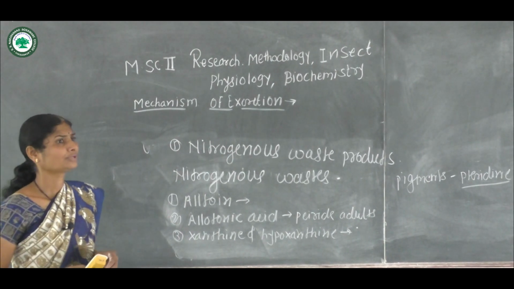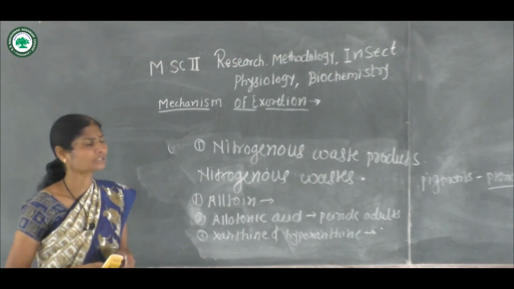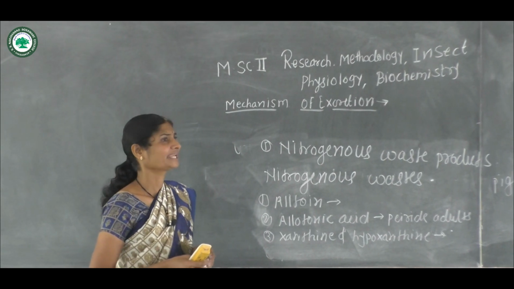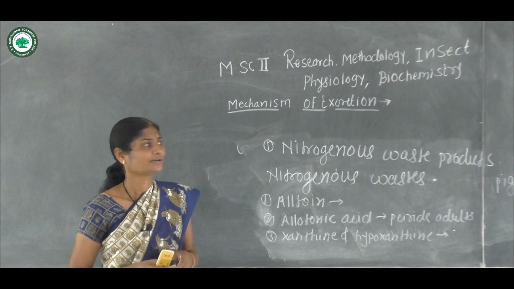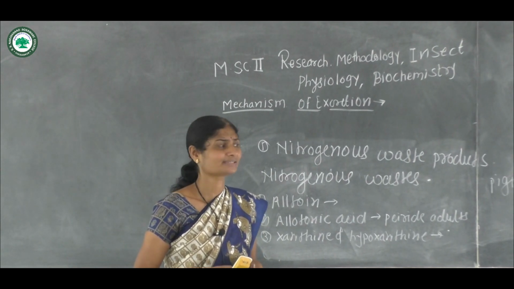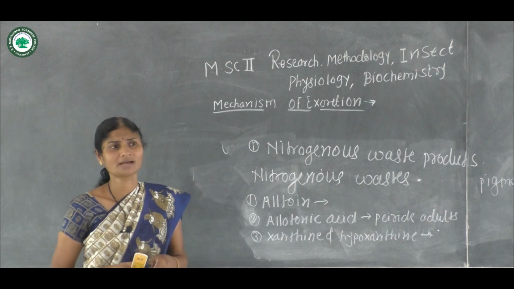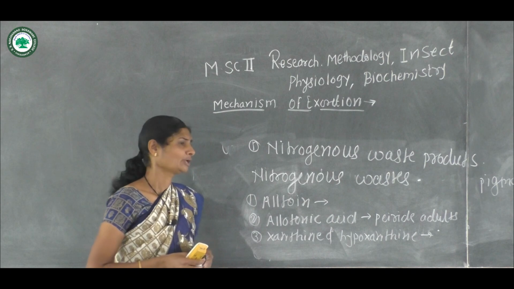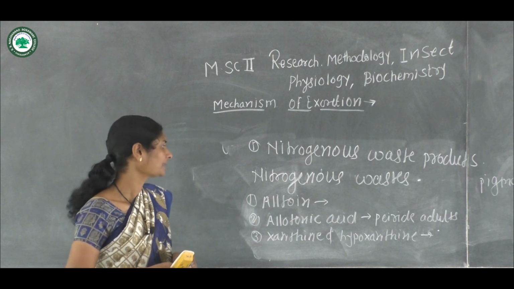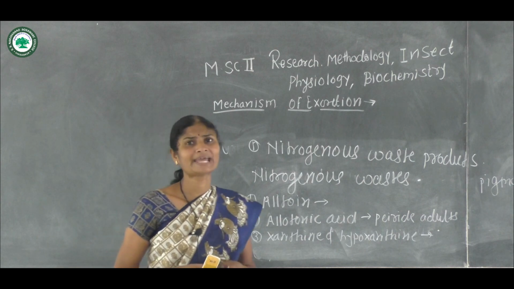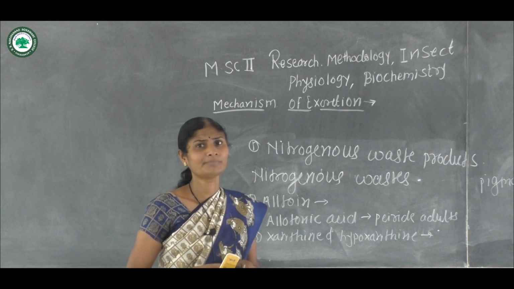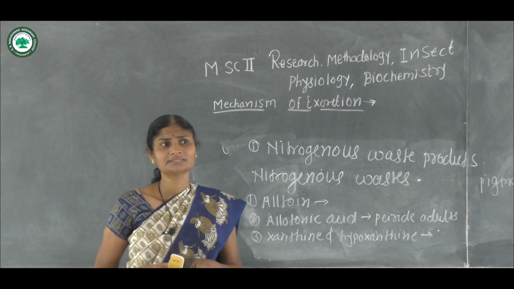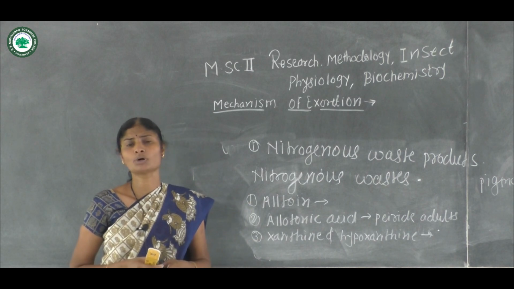So in today's lecture we learned about the mechanism of excretion and various nitrogenous waste products such as urea, ammonia, uric acid and other nitrogenous products, allantoic acid, xanthine and hypoxanthine, and lastly pigments. The commonly occurring pigment in insects is pteridine, and it occurs in very small amount.